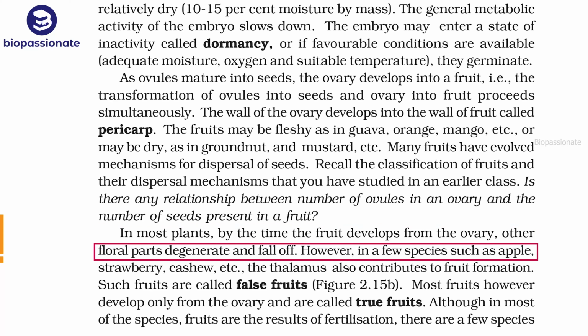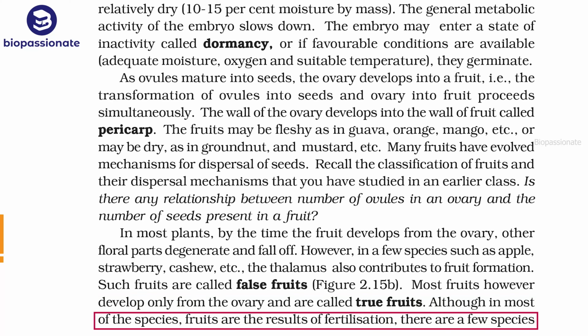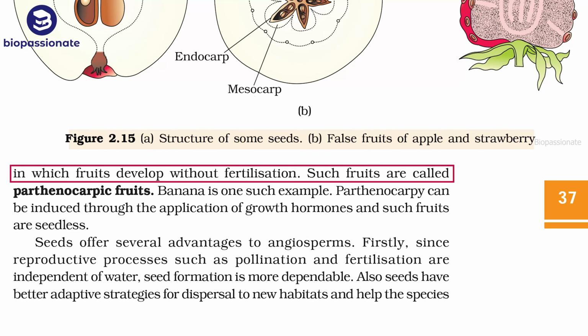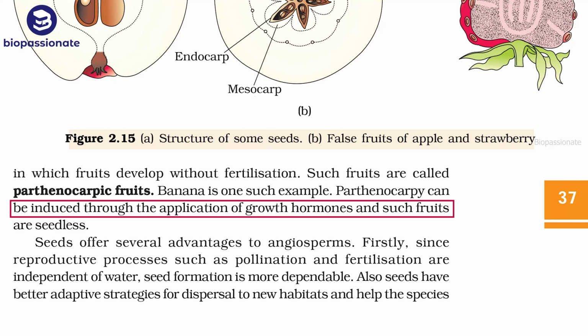Such fruits are called false fruits. Figure 2.15b. Most fruits, however, develop only from the ovary and are called true fruits. Although in most of the species, fruits are the results of fertilization, there are a few species in which fruits develop without fertilization. Such fruits are called parthenocarpic fruits. Banana is one such example. Parthenocarpy can be induced through the application of growth hormones, and such fruits are seedless.